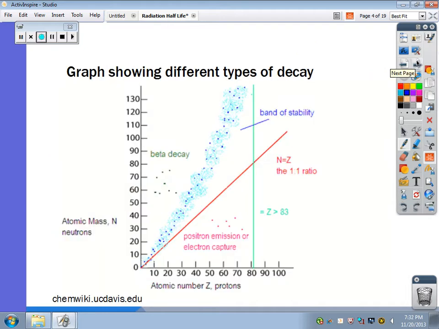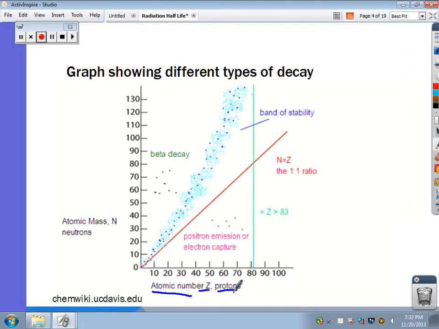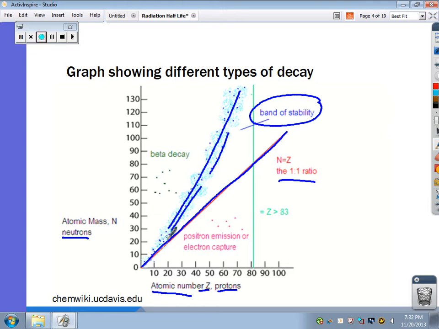Just so you know, there's a reason why radiation is given off. And if you look, this is Z, the atomic number, the protons, and this is the atomic mass dealing with specifically just the neutrons. So if you look at the neutron-proton ratio, if they're a 1-to-1 ratio, that's this red line right here, which I'll now turn blue. That's a 1-to-1 ratio. The band of stability is in this area. So that's where the atoms are stable. If they're on this side, they're not stable. If they're on this side, they're not stable.